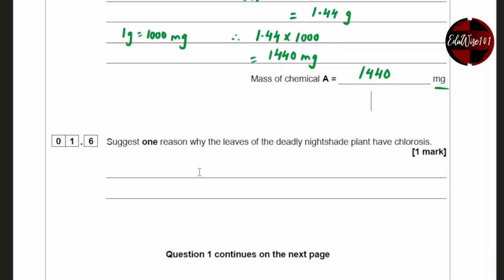Next part. Question number 6. Suggest one reason why the leaves of the deadly nightshade plant have chlorosis. Why the leaves have chlorosis? Now, if it's yellow in color, that's mainly because it doesn't have chlorophyll, right? And the reason it wouldn't have chlorophyll is because the soil is lacking in magnesium ions, or the plant needs magnesium ions to make chlorophyll. So any of those 2 points will be correct.